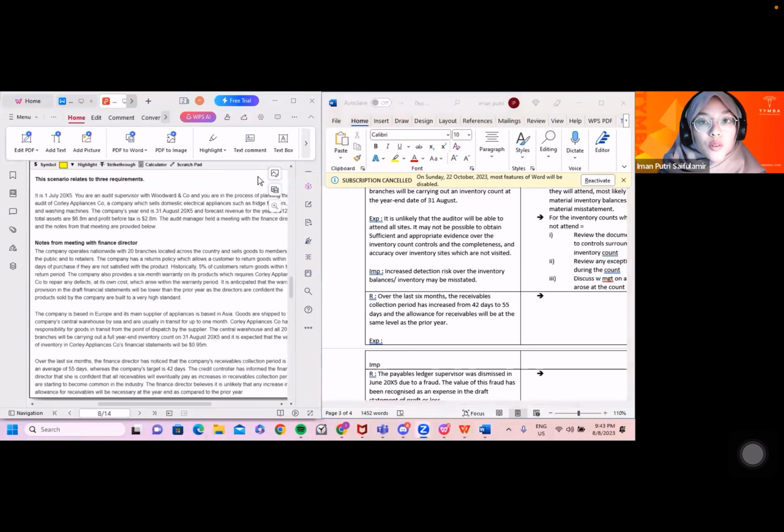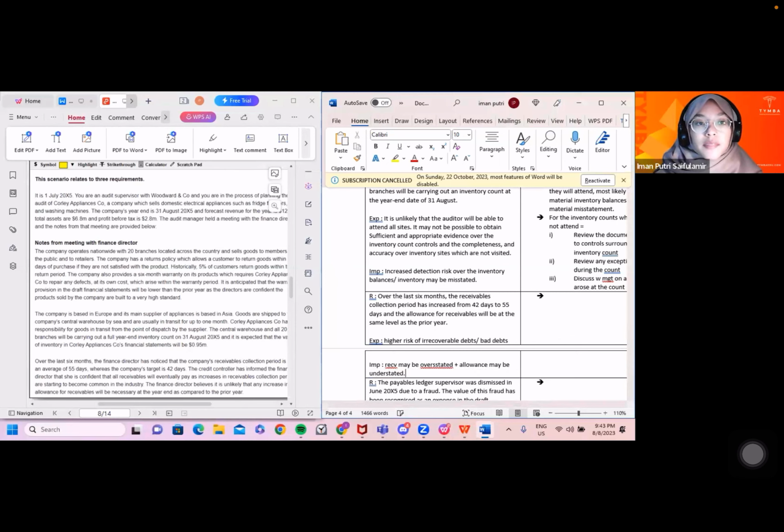Azimuddin said there may be bad debts that will not be recovered, and a higher risk of irrecoverable debts. That's correct. The implication is that the receivables may be overstated and the allowance may be understated. Thank you guys for attempting.